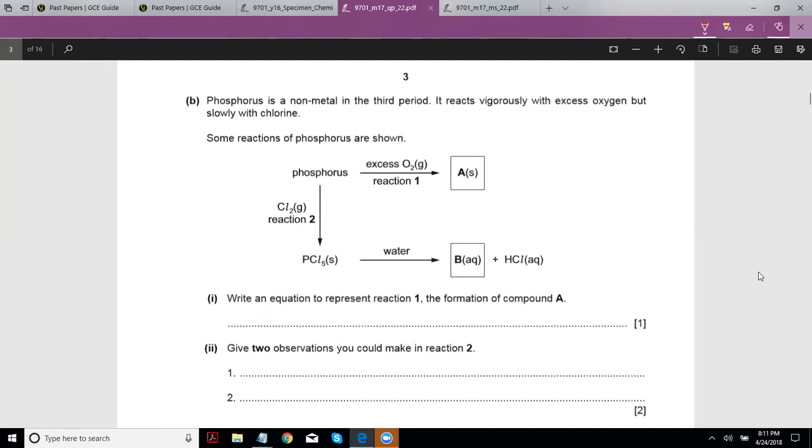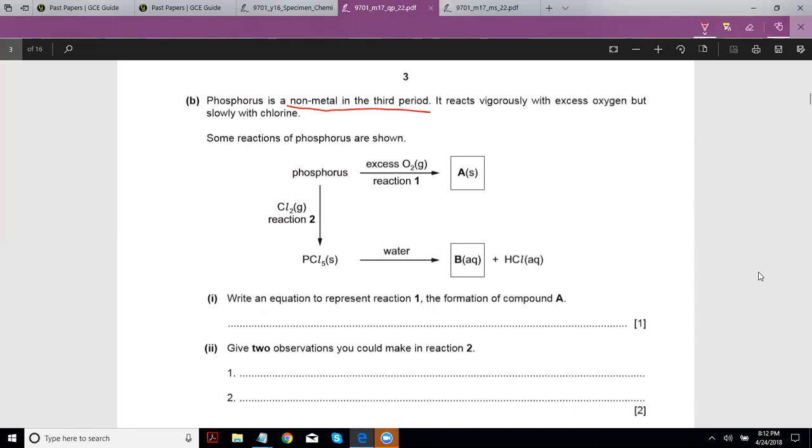Phosphorus is a non-metal in the third period. Okay, thank you, I didn't know. It reacts vigorously in excess oxygen, but slowly with chlorine. Some reactions of phosphorus are shown to represent the formation of compound A.